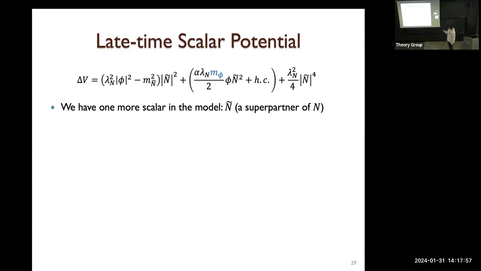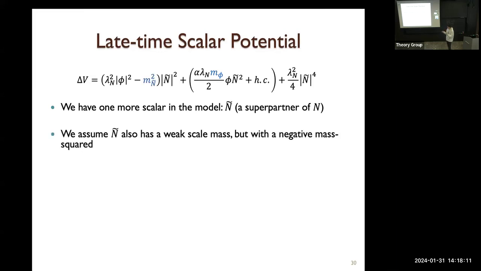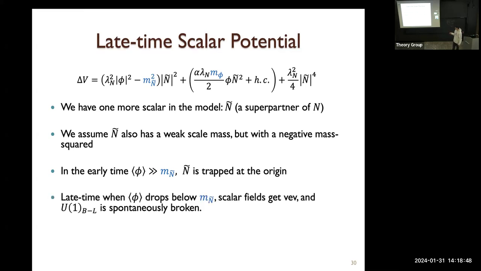But we have the N tilde, which is the superpartner of N, then this potential is naturally given from the superpotential, which is only allowed by the U(1) B minus L. The only assumption here, other than the superpotential, is that this N also has a weak scale mass, because all the scalars in this model have a similar weak scale mass. This has a negative mass squared. Of course, this sign is arbitrary, and we choose plus sign for the phi and minus sign for this N tilde, a supersymmetry breaking term. At early times, phi VEV is much larger than this mass, so this N tilde is trapped at the origin. At late times, when phi drops below this N tilde mass, which is weak scale, this is smaller. Then this N gets a VEV, and U(1) B minus L is spontaneously broken.